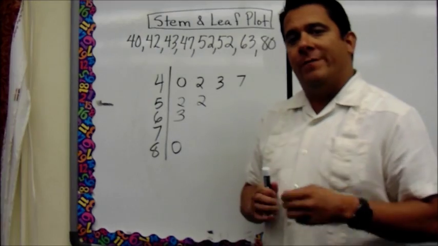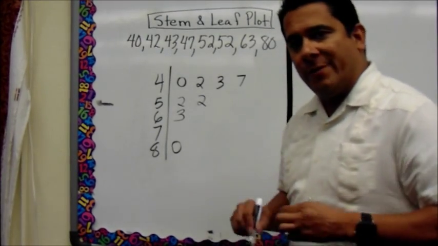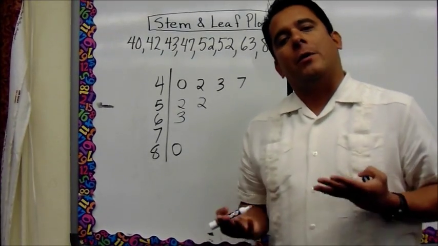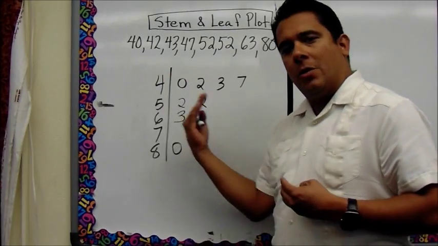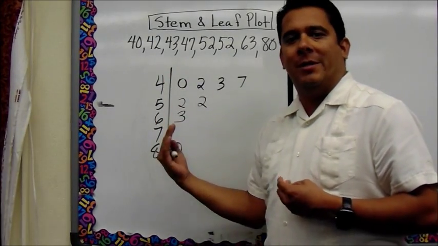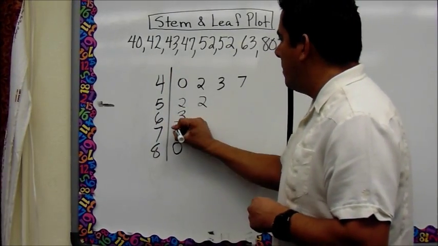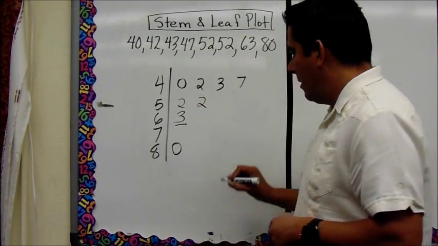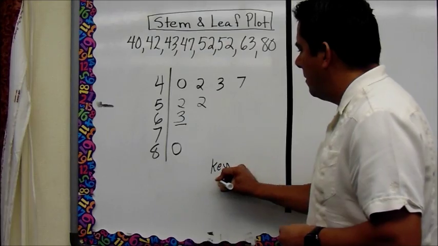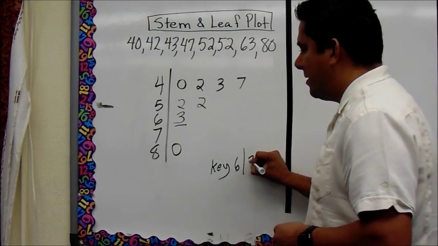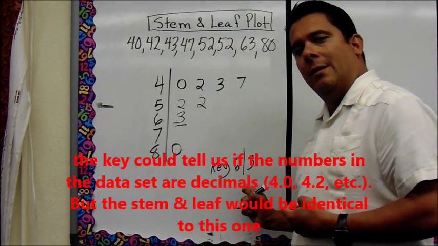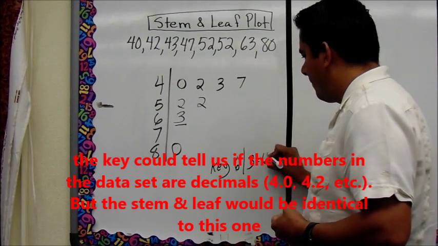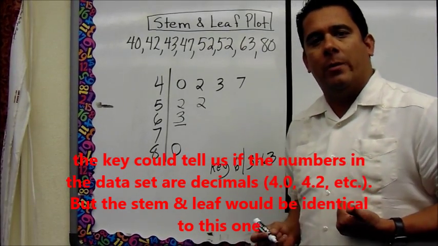And by looking at each individual one, sometimes a key is preferred, where a key tells us how we can read those digits, how you can read those numbers on the stem and leaf plot. For example, this one right here represents the number 63 in our data set. So the key would tell us so. A 6 in the stem and a 3 in the leaf indicates the number 63.